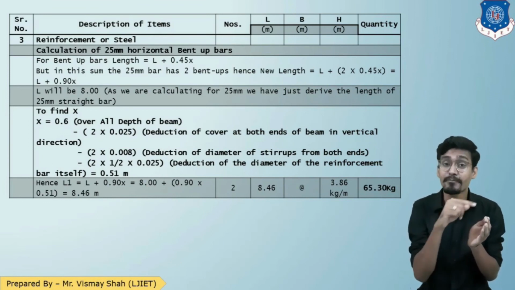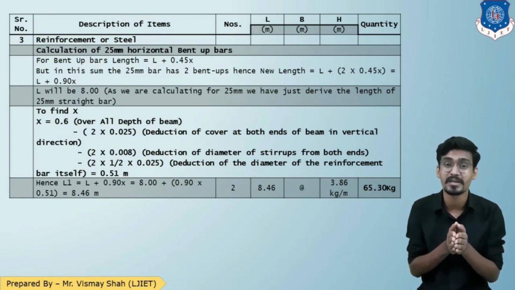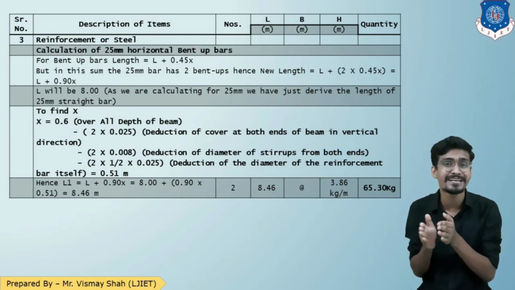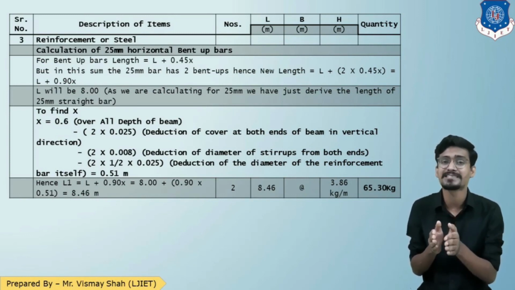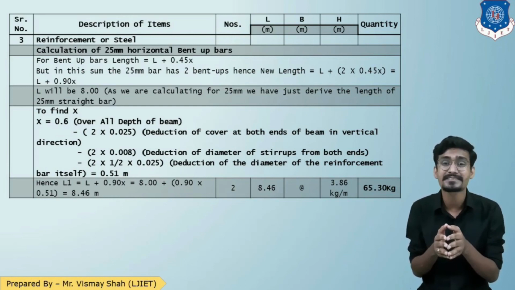Now if that 8 meter length bar is bent up, it will be 8 plus something, 8 plus 0.90x. So L will be 8 plus 0.90x. Now to find out x, we have just learned that x will be 0.6 minus 2 times the cover and minus 2 times the half diameter of that bent up bar length. So we'll get the x as 0.51 meter.